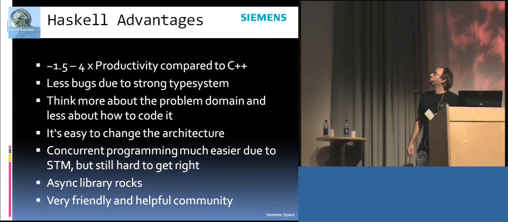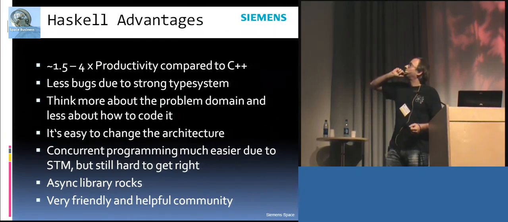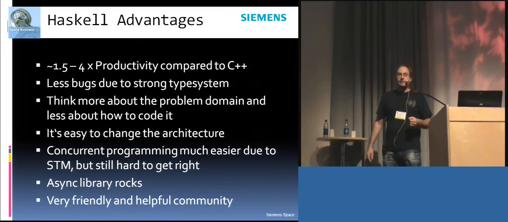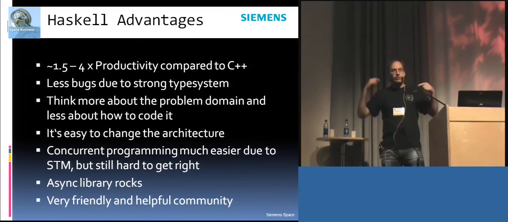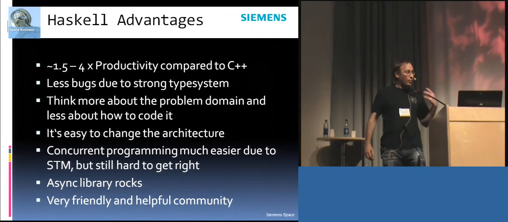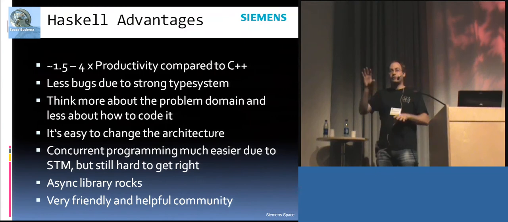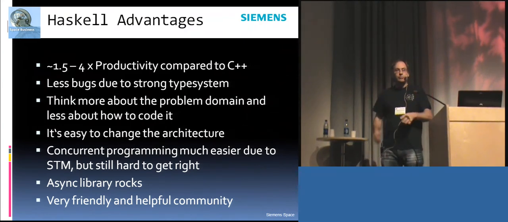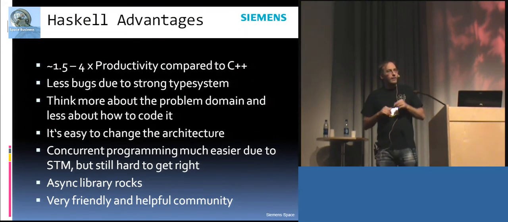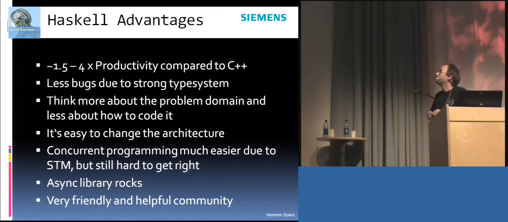So we have fewer bugs due to the strong type system. Of course, it's quite a Haskell slogan, and that's a personal experience for me. I think more about the problem domain and less about how to code it. In C++ you have to worry a lot about a lot of things, and because of the mathematical nature of Haskell, you think a little more about the problem. And also, it's very easy to change the architecture. So if you want to have a different threading architecture, you simply try it out. If you do the same in C++, you're going to know what to do the next week. So that was really fun to do.